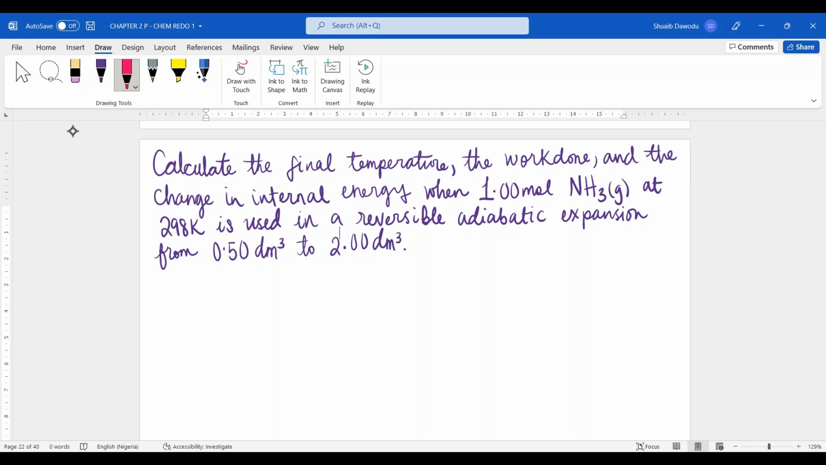Today we're going to be working on the question on your screen that says: calculate the final temperature, the work done, and the change in internal energy when 1.0 mole of NH3 gas at 298 Kelvin is used in a reversible adiabatic expansion from 0.50 dm³ to 2.0 dm³.